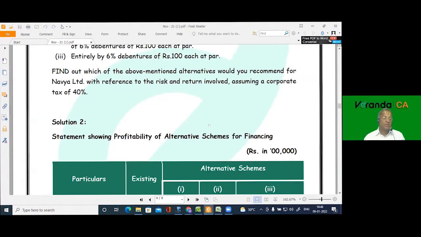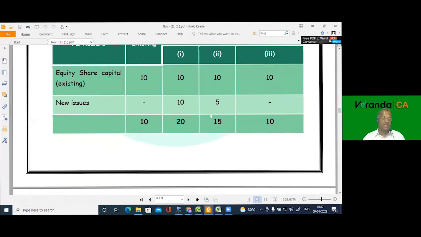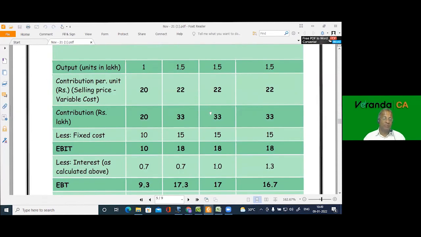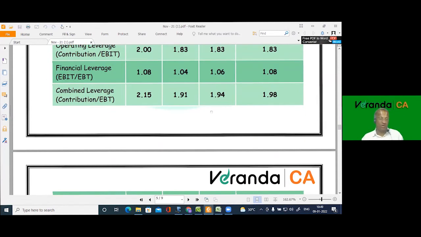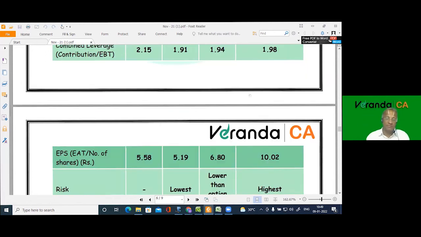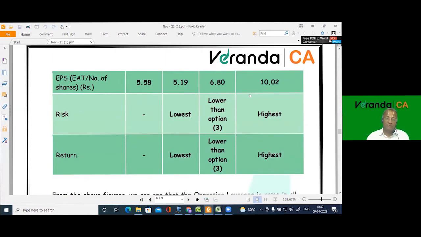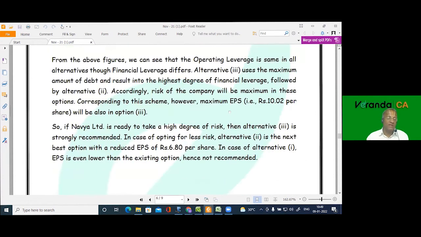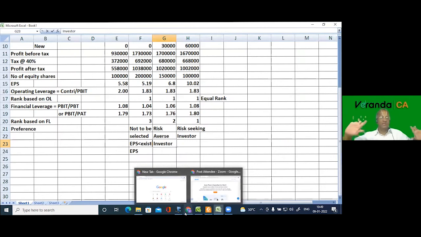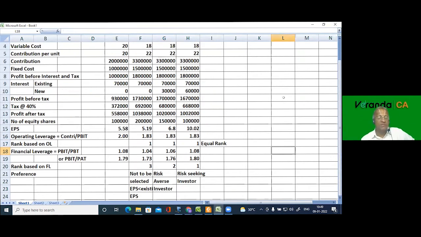Now, what is it that they have mentioned? Let us understand where the numbers are. I'm not looking into all this. Combined leverage and all that I will not take up at all, because the decision is taken only on financial leverage, because operating leverage is the same. So it is lower than option number 1. Finally, they communicate whatever discussion we have made. Please don't worry, whatever we have just done, you can take it as final.